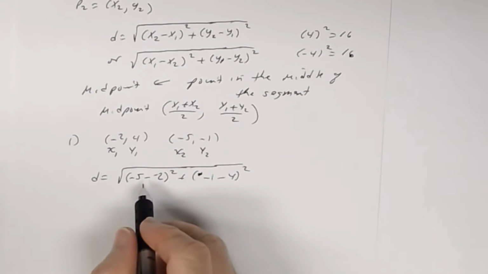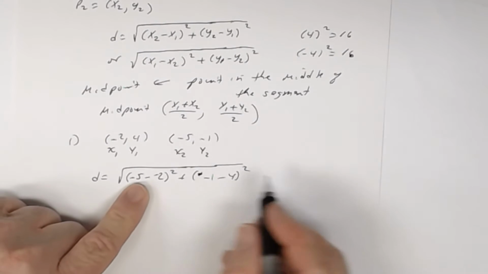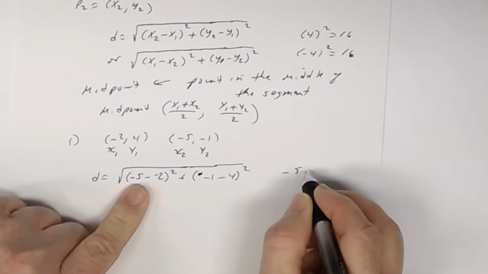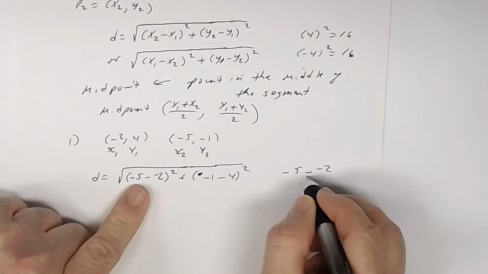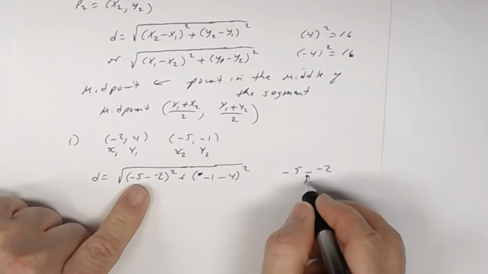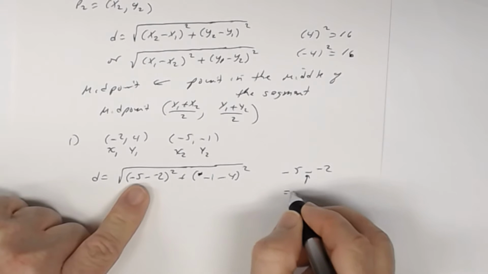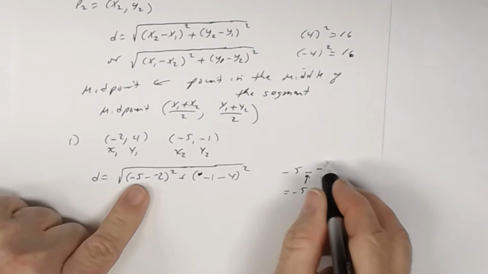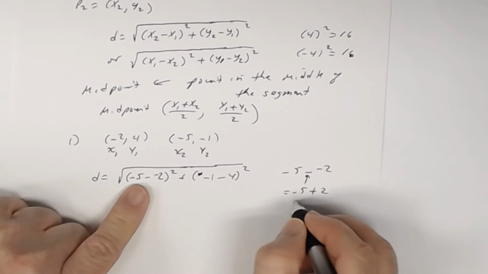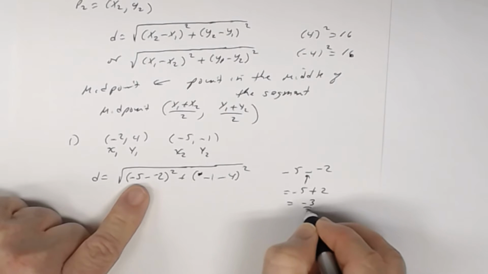Then you're going to simplify this. So let's talk about what's inside that first parentheses. So I have -5 subtract a -2. Now remember, you're subtracting, think adding the opposite. So that becomes -5 plus the opposite of a -2, which is a +2, which we know is a -3.